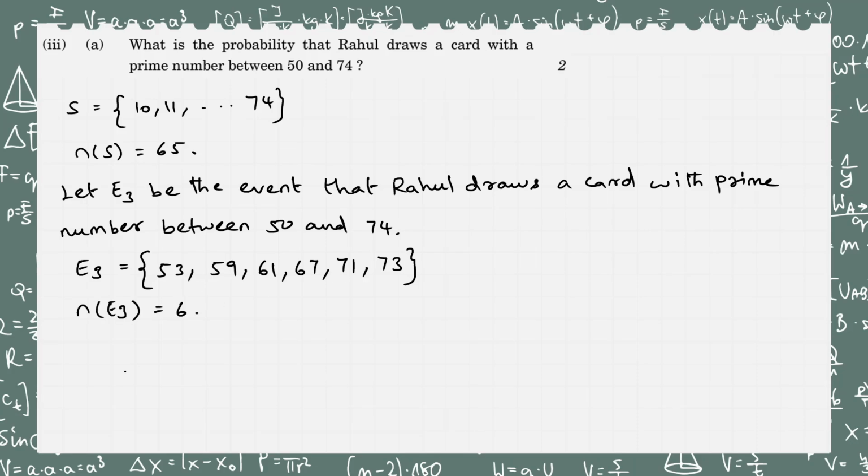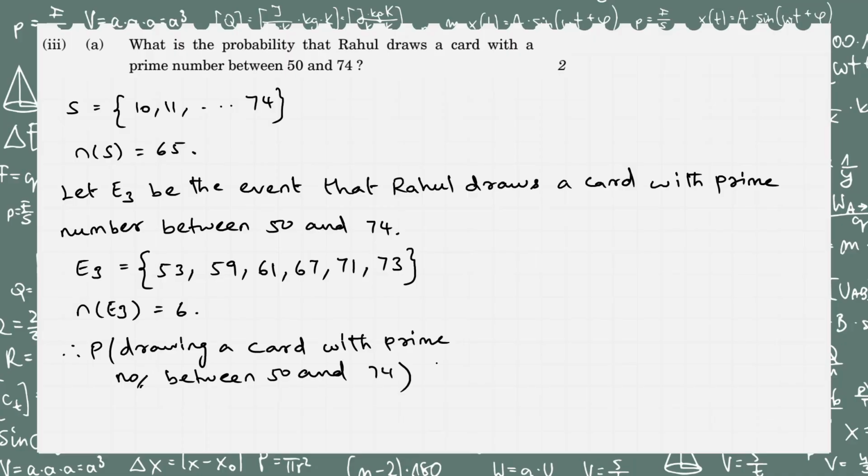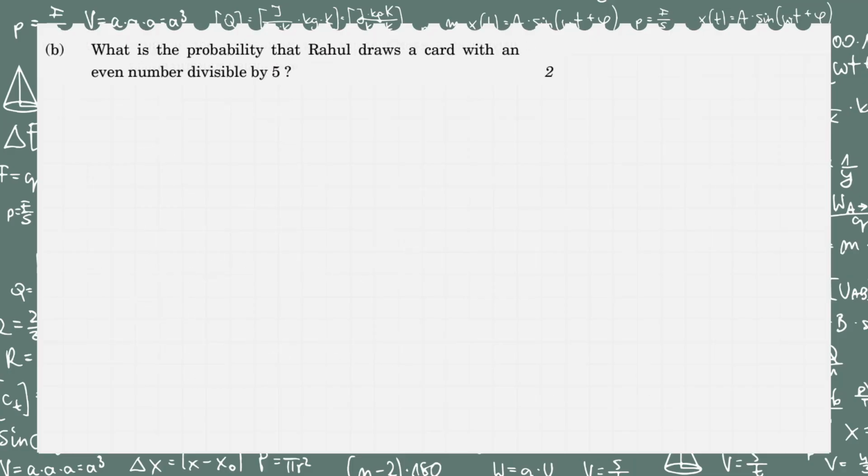The number of items in this is 6. Therefore, the probability of drawing a card with a prime number between 50 and 74 is equal to n of E3 divided by n of S, which is equal to 6 divided by 65. And of course we can't simplify this. That's the answer. And the other part of the same sum is, what is the probability that Rahul draws a card with an even number divisible by 5?